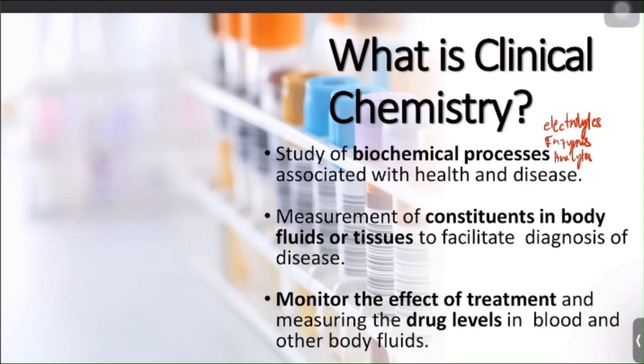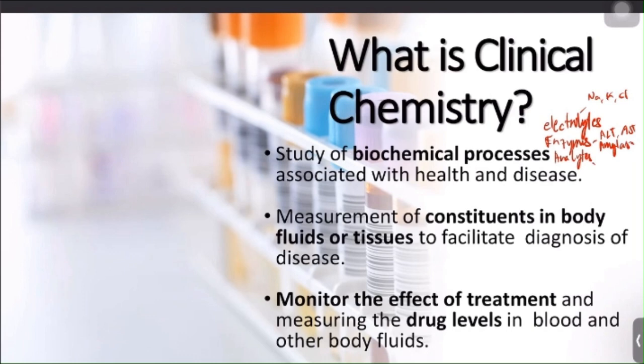What are some examples? For example, your electrolytes: sodium, potassium, chloride. Even on your enzymes, you have ALT, AST, and you have amylase.